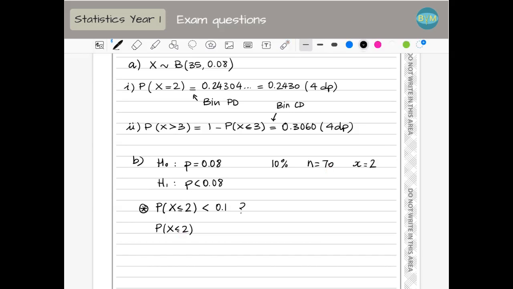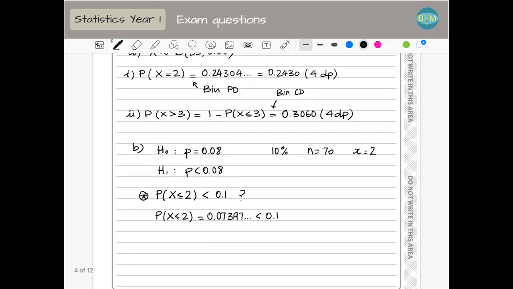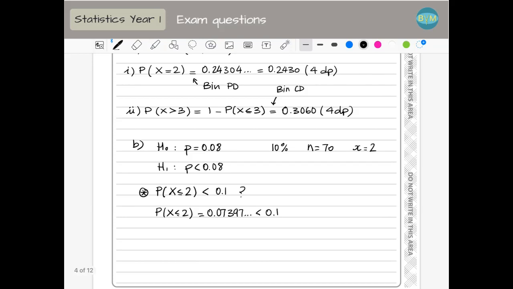This probability is 0.07397, which is smaller than the significance level. That means that it is relevant, so you can say that you can reject H0. Every time the probability of getting this observed value in the population is smaller than the significance level, we have to reject H0.